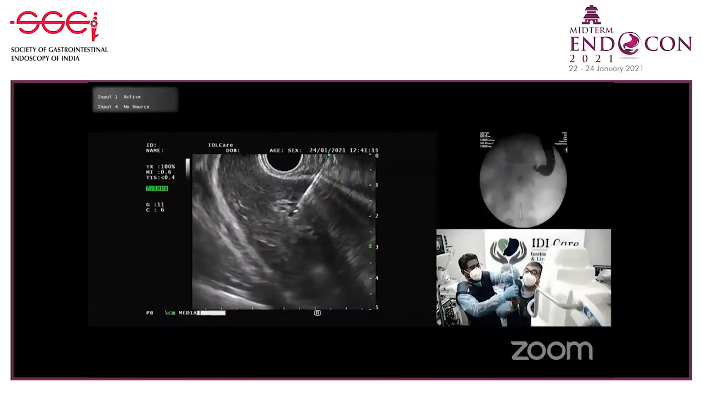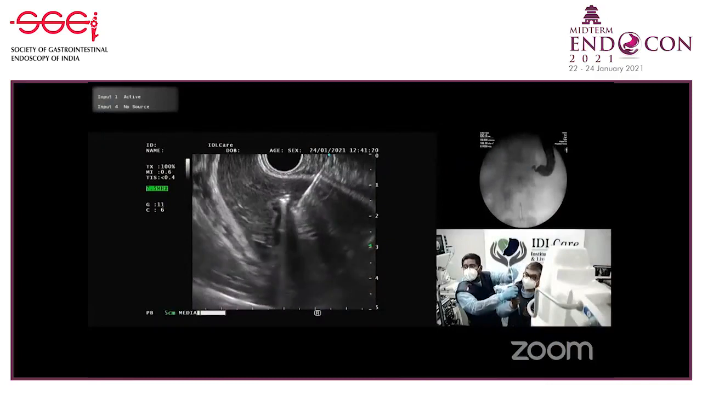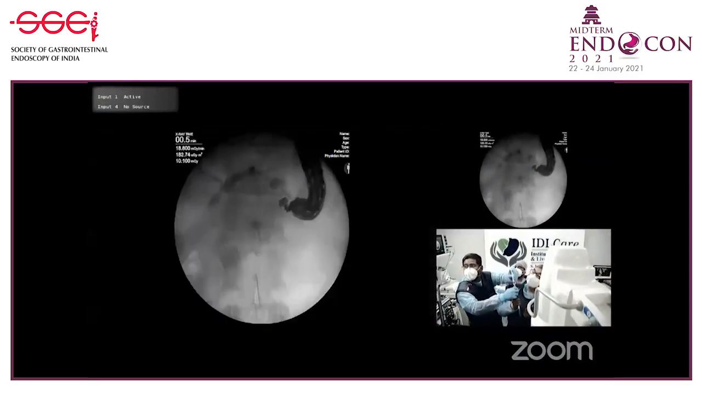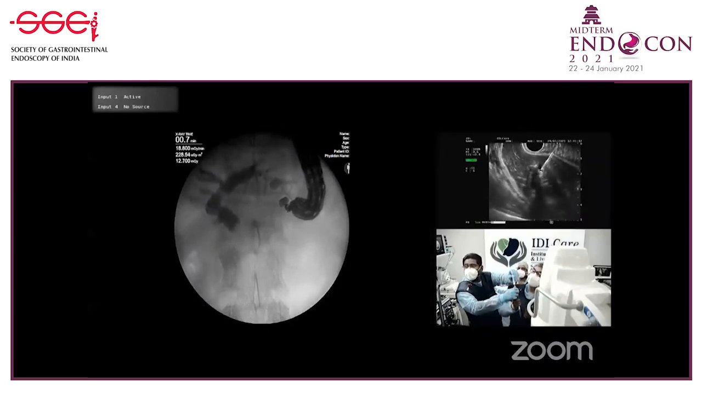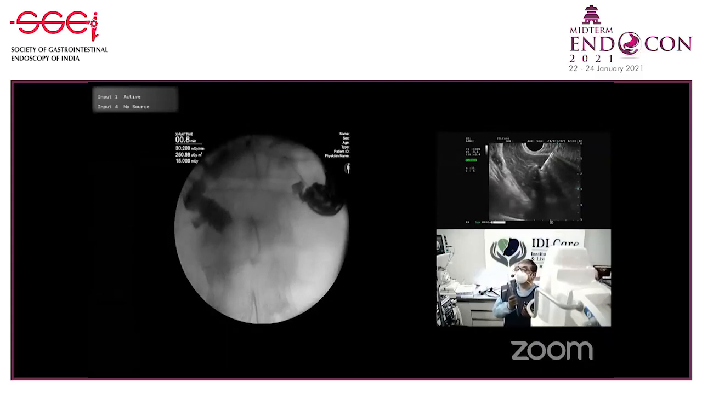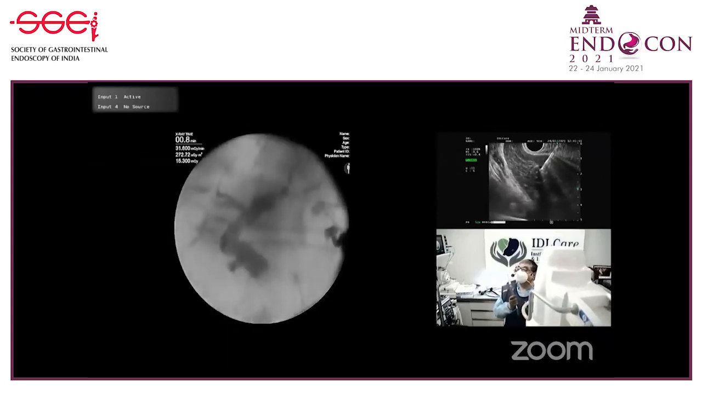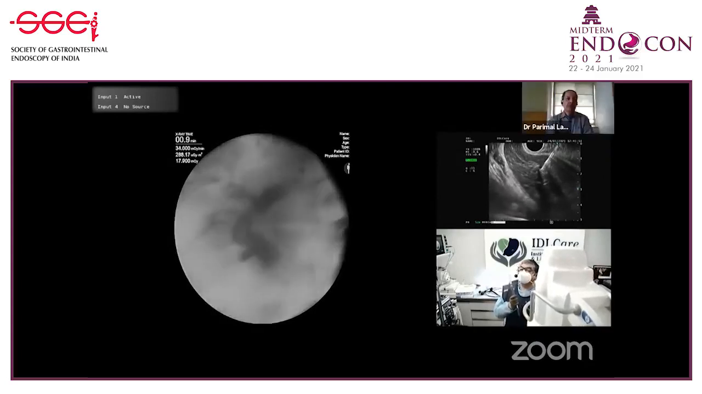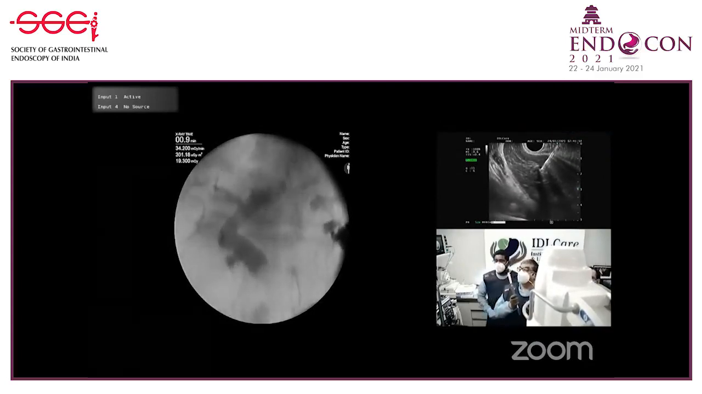Fluoro. Now you see that? I don't see any stricture here. Magnify a little. That looks like a stone probably, not a stricture. You can see that meniscus. There's a convexity you can see there. Yeah, probably a stone. We'll see.